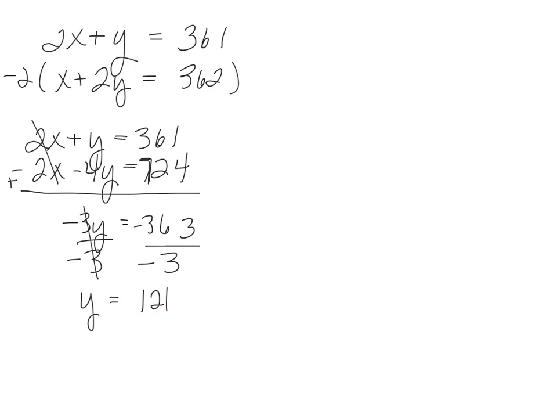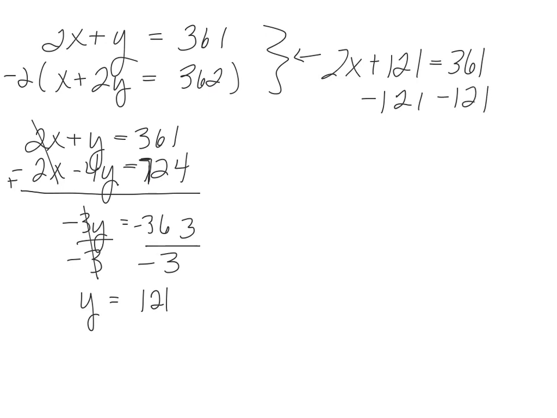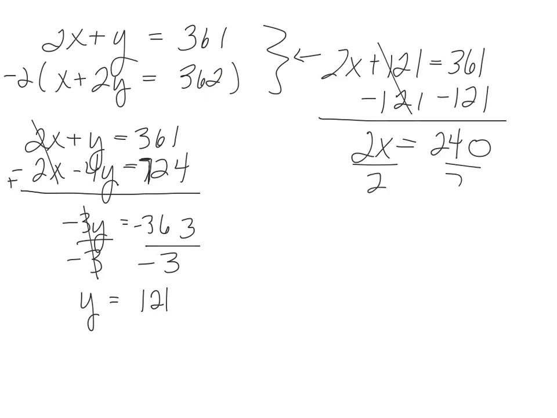Now I can go ahead and plug this into any one of these equations up here. I'm going to say 2x plus 121 is 361. Subtract 121 from both sides because you're trying to isolate the variable. And I get 240, divide by 2, and I get x equals 120.